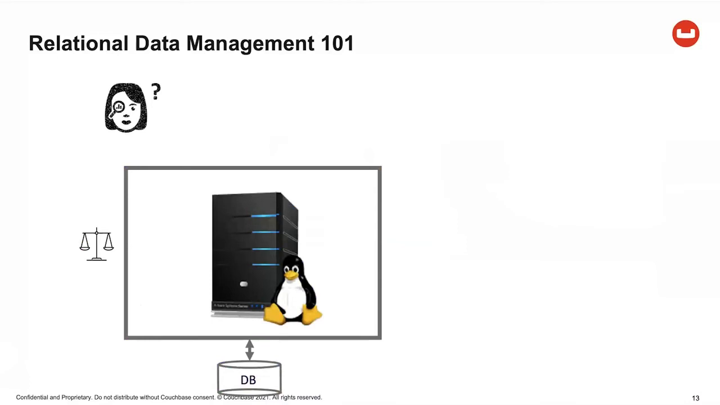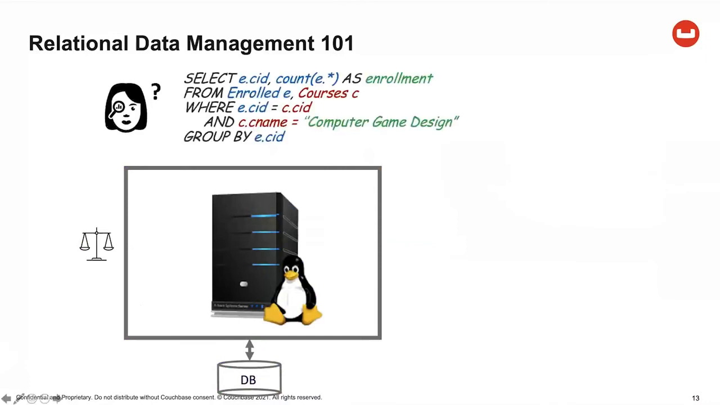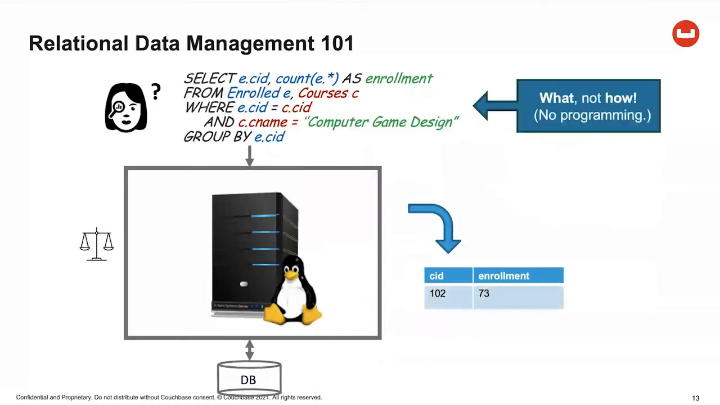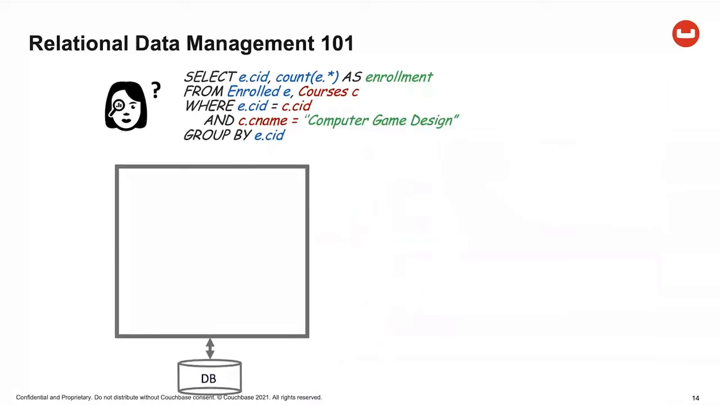All right, well, what about more complicated queries, right? So we have our analyst who wants information about, for the computer game design class, how many students are enrolled. And so the SQL query is a little bit more complicated. You run that query, maybe it takes a little bit longer to run, but you still say what, not how, no programming required. And then we could do things at the physical level if we wanted to speed that query up. We could create an index that helps to link courses with enrolled, for example.